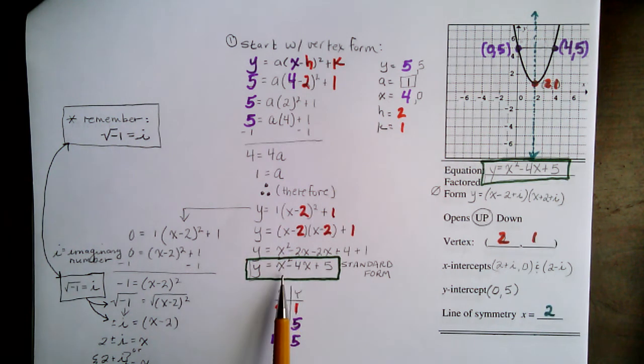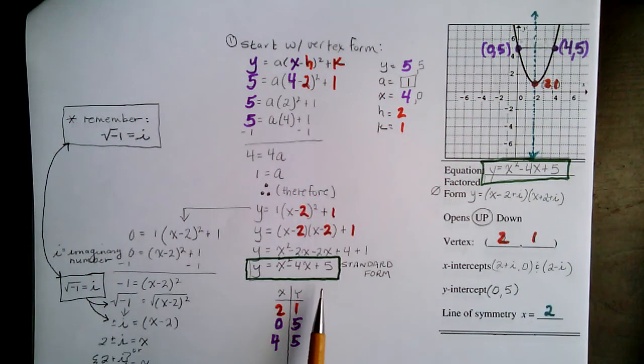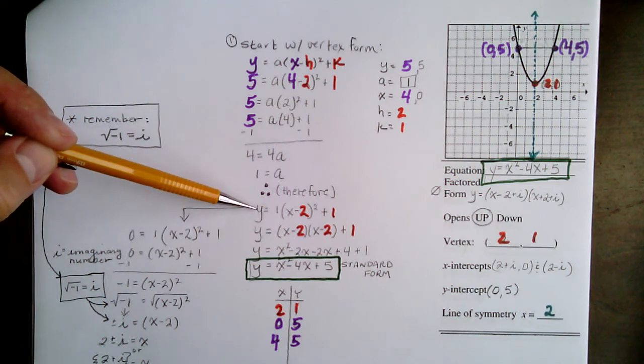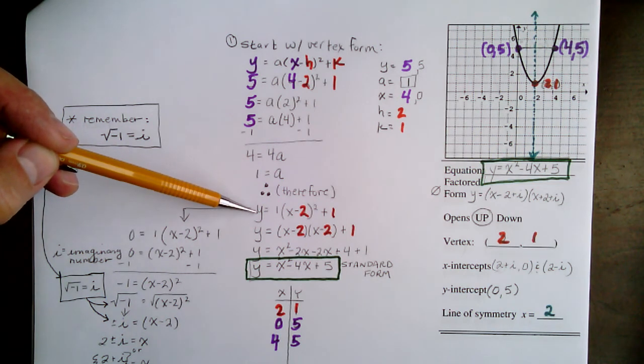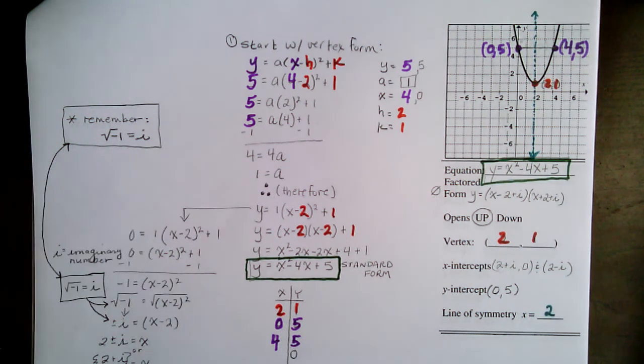Foil everything, get it down to the standard form, x squared minus 4x plus 5. Check my 5 value to make sure it matches my 5 value on the graph, which it does. That's the standard form, so you can see the two green boxes match. And then at this point too, when I set y equal to 0, what I'm really saying is that the y value is 0. And since when the y is 0, it doesn't cross the x-axis, there's no solution.